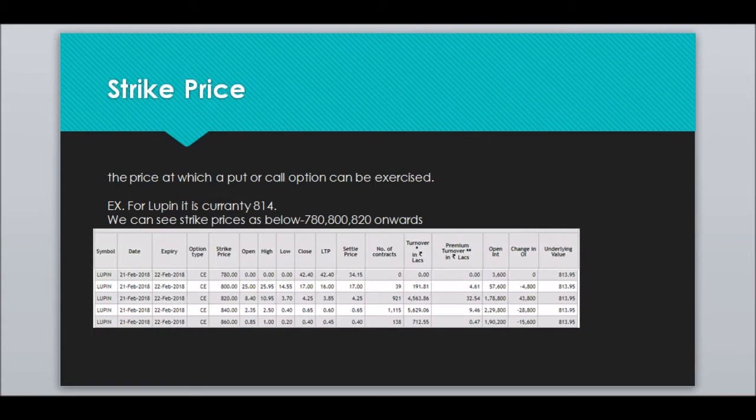And what is the strike price? In options we have the concepts of call and put. Considering we are checking the call, here I have shown you one example of Lupin, with a few of the calls which are available. Here we can see the strike prices, 780, 800, 820. Currently the stock value is 814, while the strike price will be 780, 800, 820, depending on the call or put which you select. Every strike price will have its own premium value, and we'll discuss all that further.